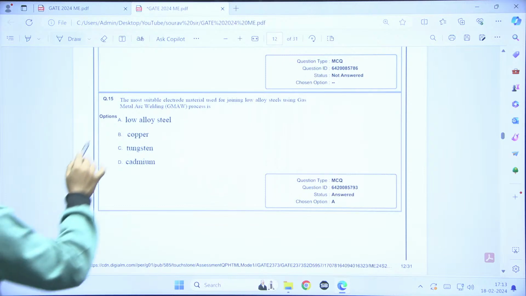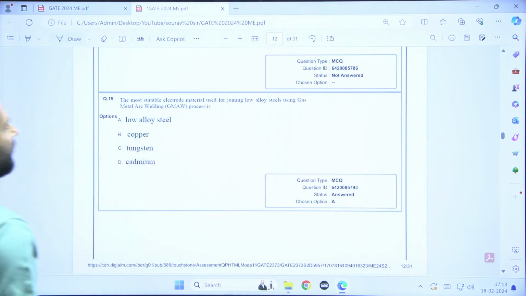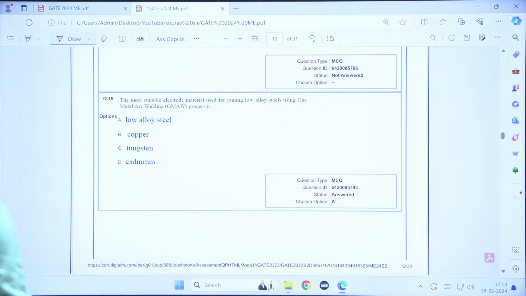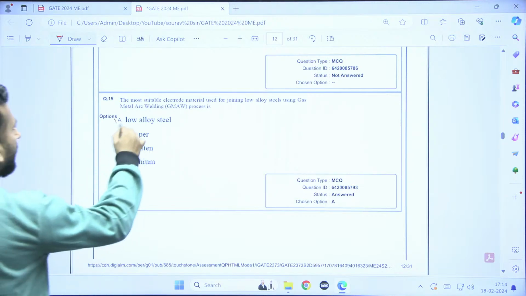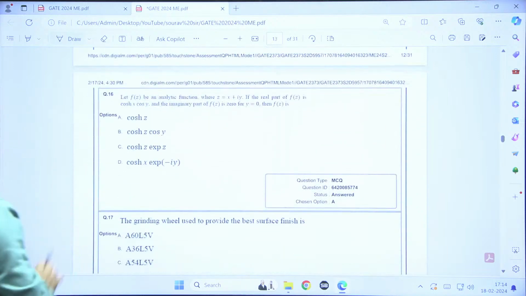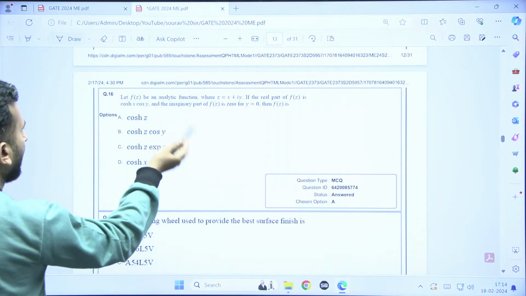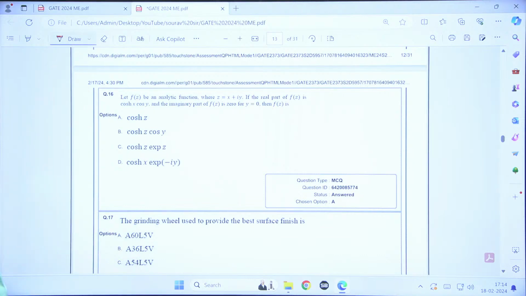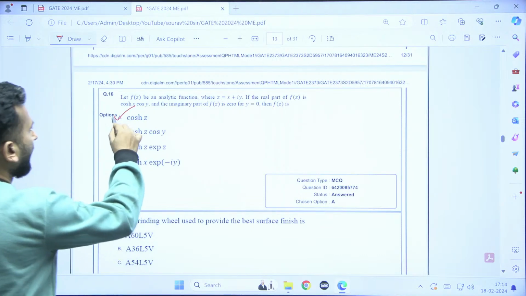Okay. A fact based statement: what will be the answer for the most suitable electrode? The answer for this will be low alloy steel, that is A. Okay, nothing much to discuss. Question 16, analytic function, so the answer for this will be A. A is the correct answer.